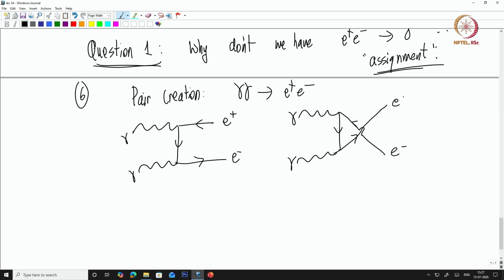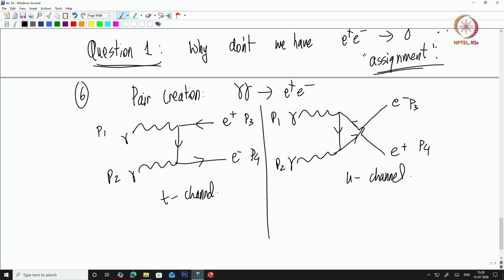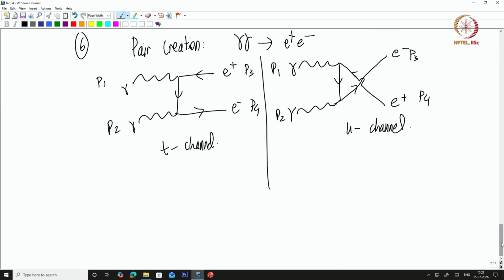So this will be like an E plus, E minus, where the momenta are exchanged. You have momenta P1, P2, P3, P4. So this would be the T channel, and this is the U channel. For these two we can work out the amplitude.